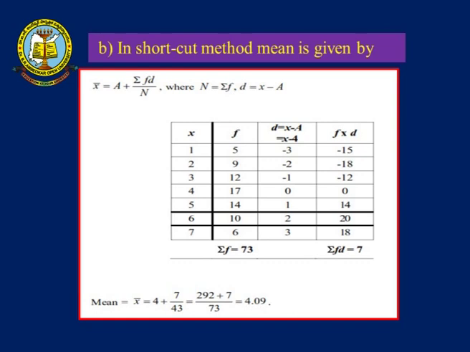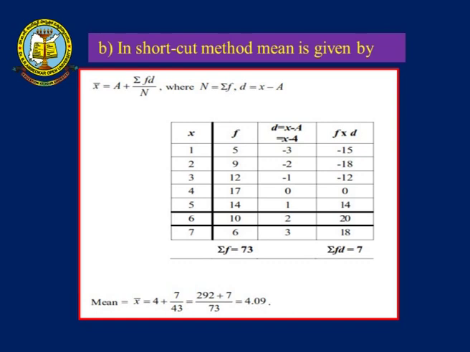Earlier we took x into f, but in the shortcut method we go for f into d, where the deviation formula is d is equal to x minus a. Now, we are calculating the summation fd. How will we obtain the summation fd value? By multiplying f into d, using the values of d we already calculated. So, 5 into minus 3 is minus 15. 9 into minus 2 is minus 18. 17 into 0 is 0. 14 into 1 is 14, 10 into 2 is 20, 6 into 3 is 18. Adding this last column of the table will give us the total value of summation fd.